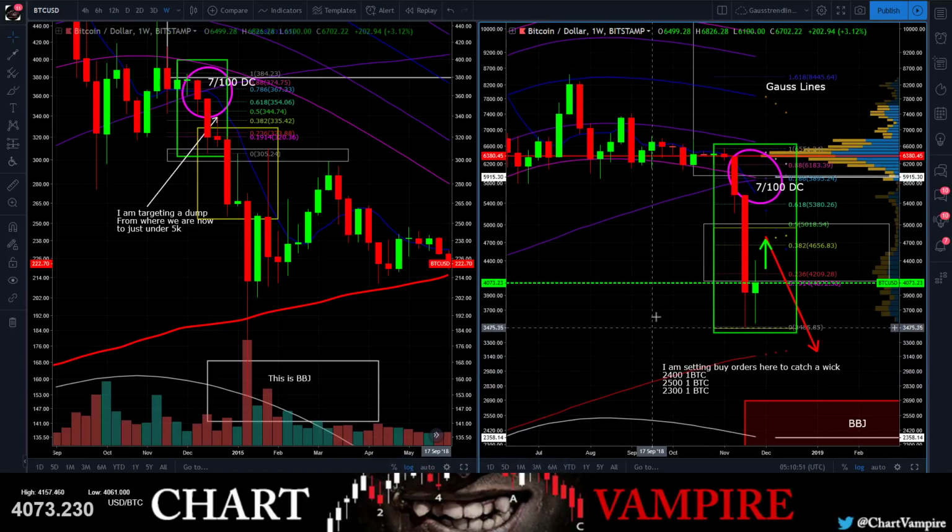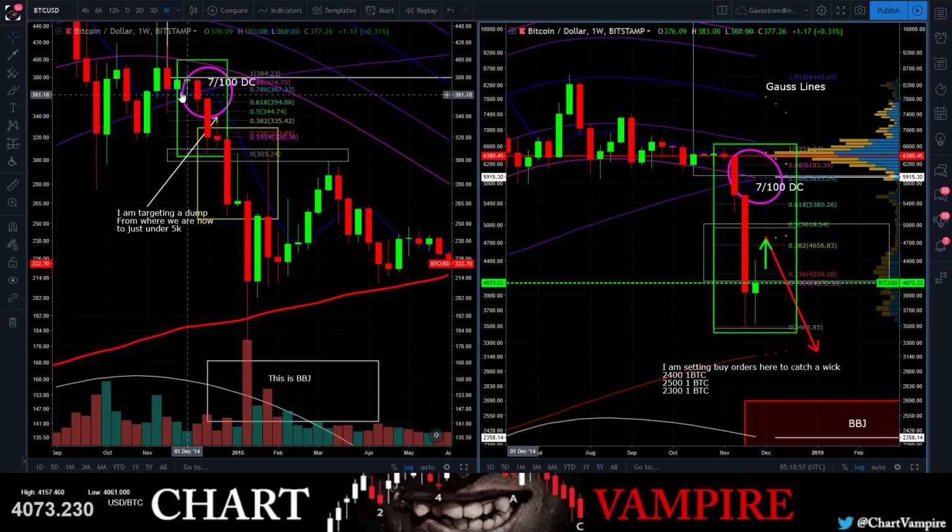But I just want to go over my medium term plan right here. My medium term plan is going to be based on this 100 and 7 death cross right here. This is kind of my plan. If I look up here, inside of this green box, I see the same pattern as I have inside of this green box. We have the 100 and the 7 MA death cross sitting right above it.